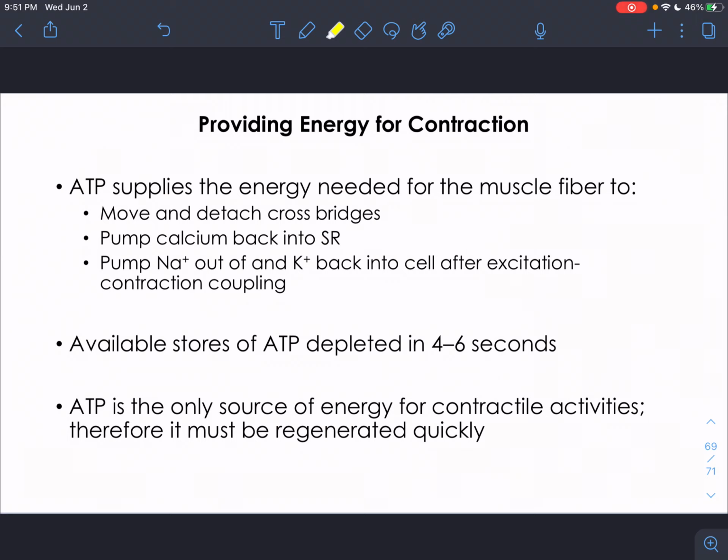Okay. For contraction to happen, obviously we're going to need energy. ATP is the energy that is given to the muscle to move and detach cross bridges, pump calcium into the sarcoplasmic reticulum, and pump sodium and potassium with that sodium-potassium pump to maintain that resting membrane potential. So we need ATP for 3 different processes, and if we don't have energy, we can't do this.